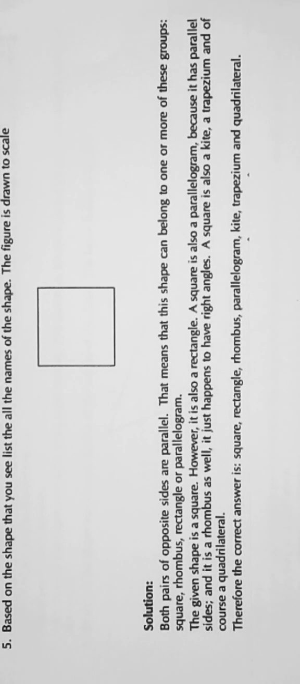So you can say that a kite has two pairs of adjacent sides that are equal in length. So this one has two pairs of adjacent sides that are equal in length. And then a rhombus has all four sides equal in length, and opposite sides are also parallel to one another. As you can see, all right.